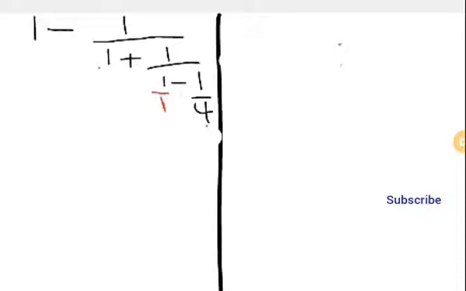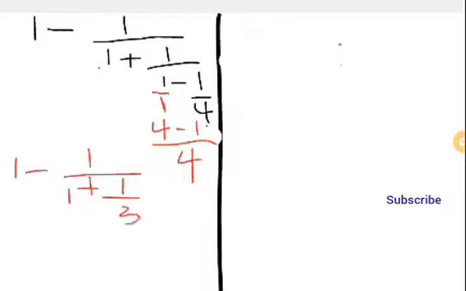So finding the LCM of 1 and 4 is going to give you what? 4. So in solving this, we have 1 in 4 gives 4 times 1 gives 4. Minus 4 in 4 is 1 times 1 gives what? 1. So now, 4 minus 1 is what? 3. Don't forget that we still have 1 here. So our new equation will become 1 minus 1 over 1 plus 1 over 3 over 4. Please don't mind my handwriting.